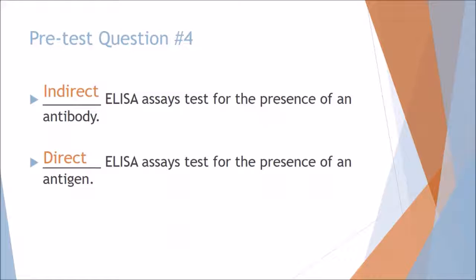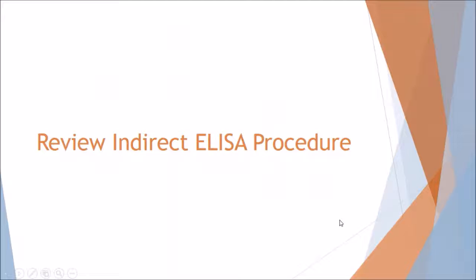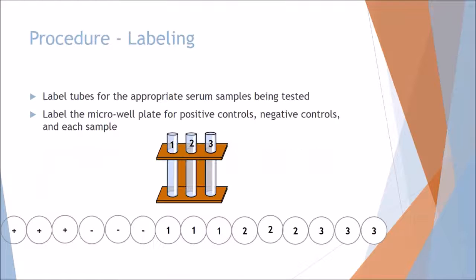So those questions give a review of what the video says, but we're going to go through the process of an indirect ELISA to see where those components play a role. So let's get started with that. The first thing we're going to do is label the tubes for the appropriate serum samples that are going to be tested.